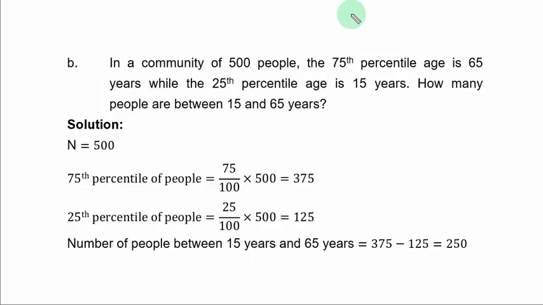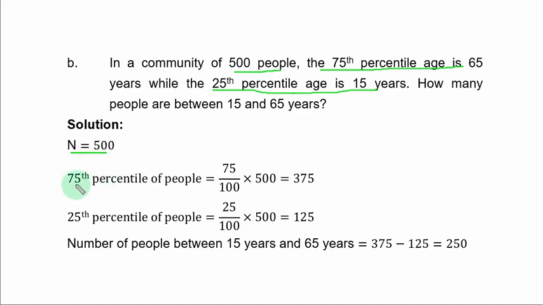Question 5b. In a community of 500 people, the 75th percentile age is 65 years, while the 25th percentile age is 15 years. How many people are between 15 and 65 years? You must note that percentile divides the distribution into 100 equal parts. Total population in the community is 500.